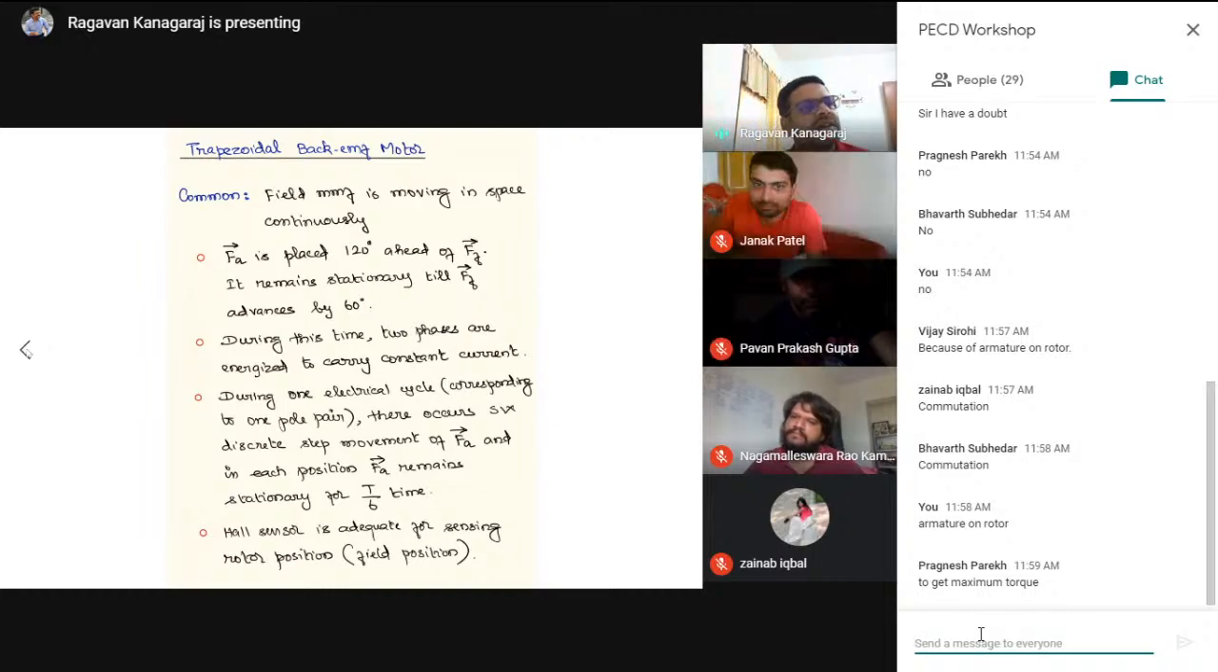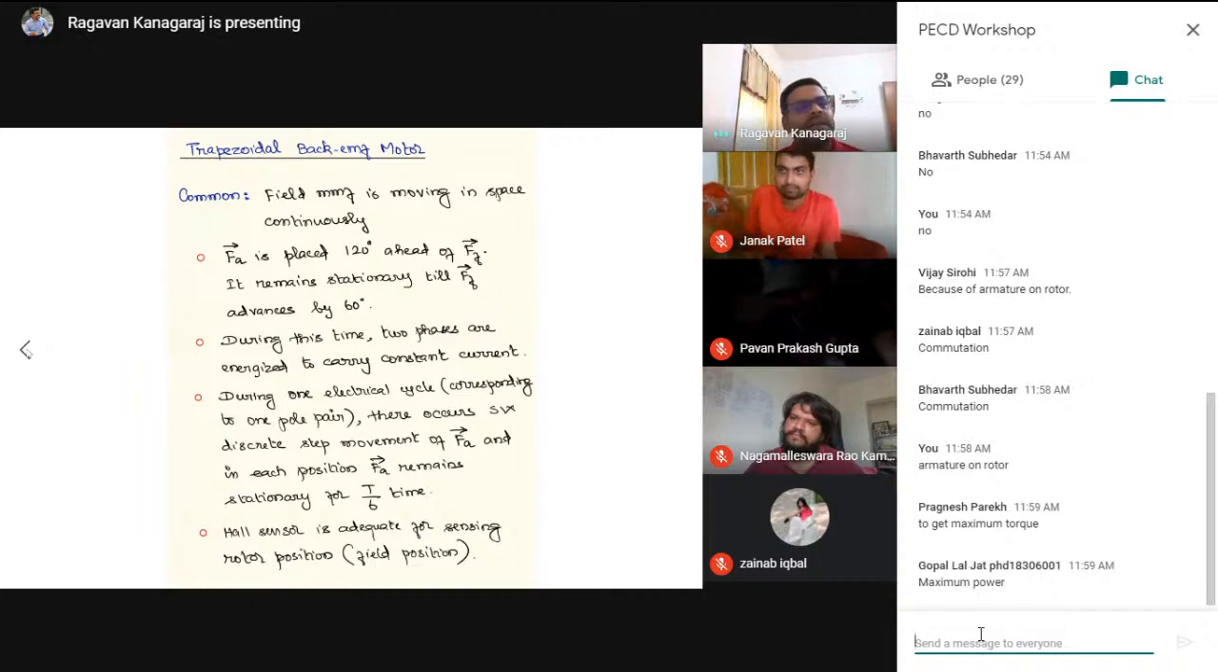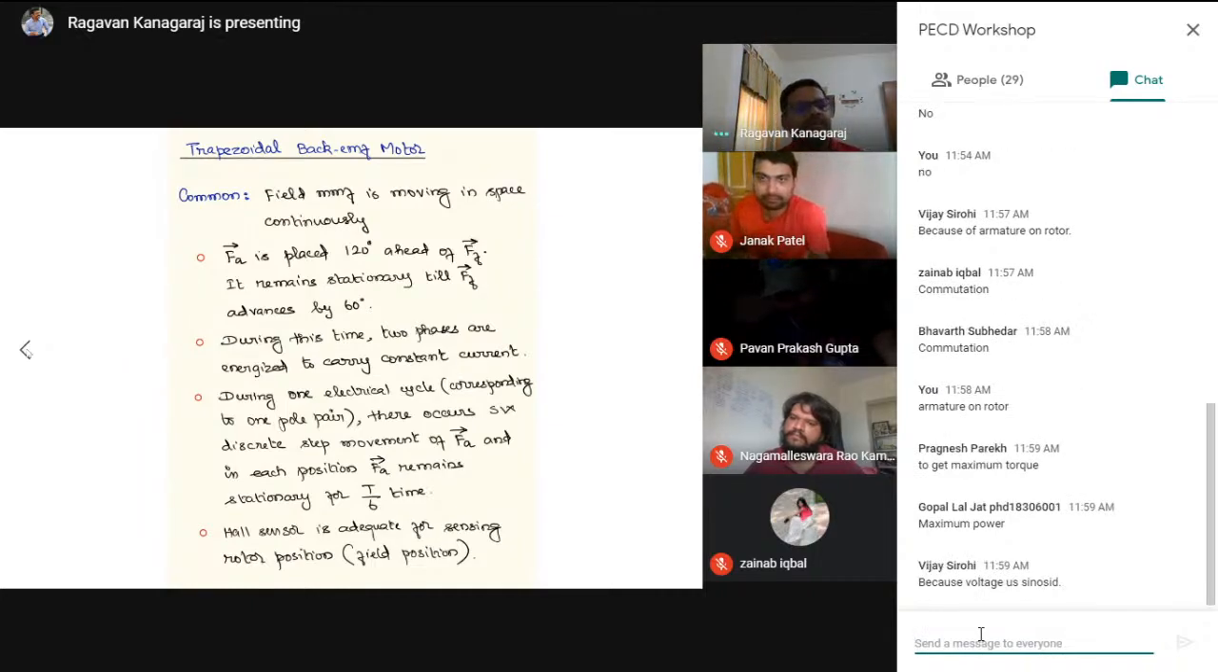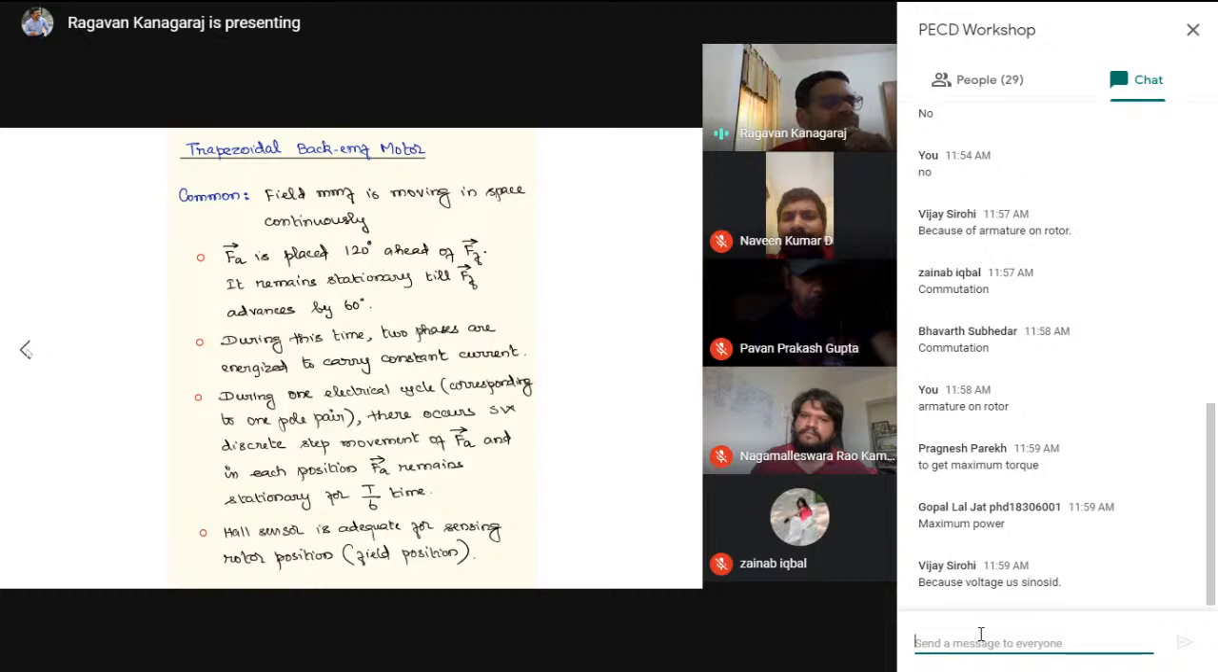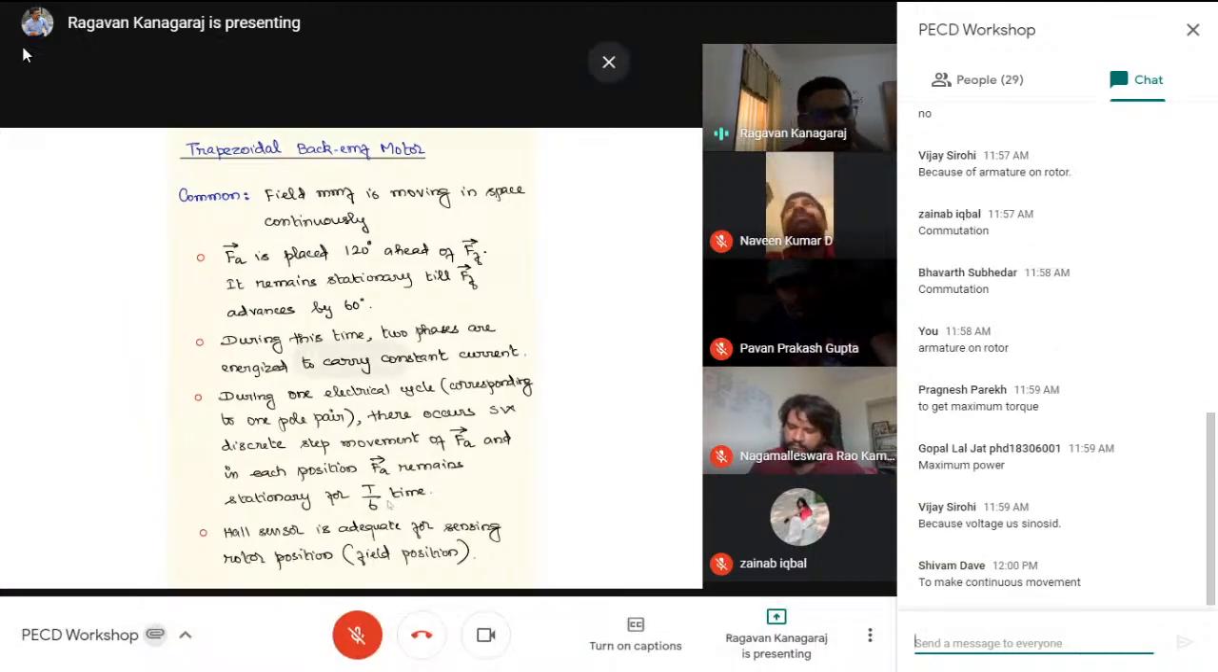See, whatever we discussed in line with the trapezoidal back EMF motor, something I have written here, I am showing here. Can you say in line with this? One important thing, what you said about armature MMF in the trapezoidal back EMF motor, it makes discrete movement. So in line with that, can you say something? In sinusoid, it may make continuous movement. Great. So almost continuous movement. Yeah, we wish to have continuous movement of armature MMF.